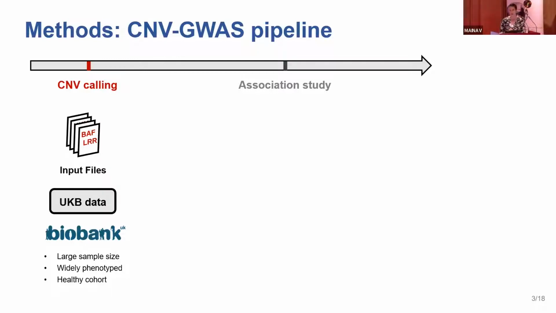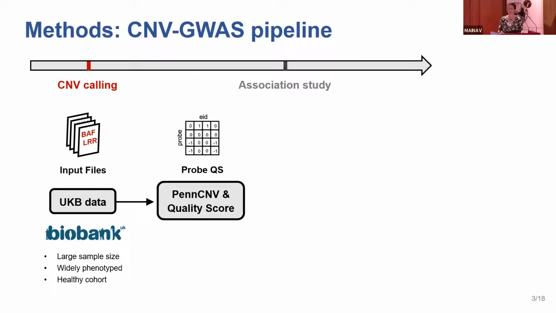Now, in a second time, individuals are well phenotyped, so we can assess the role of CNVs on a wide variety of complex traits. And finally, but very importantly, individuals were not recruited based on clinical phenotypes, meaning that we can assess the role of CNVs in a rather healthy general population.